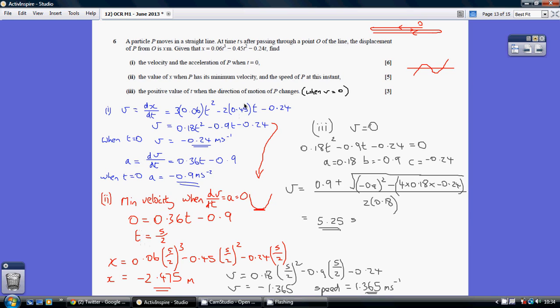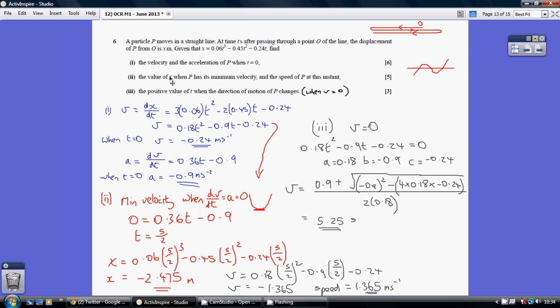Now we need to then work out both the value of x and the speed of p at this instant. So we need to work out the value of x and the speed when t equals 5/2. So the value of x, the displacement, we're just going to substitute 5/2 into this, which I've done here, giving us minus 2.475 meters.